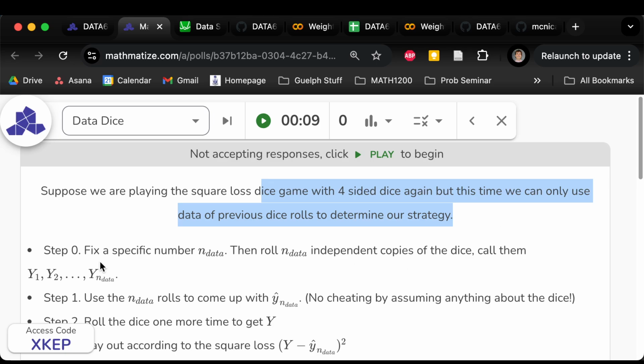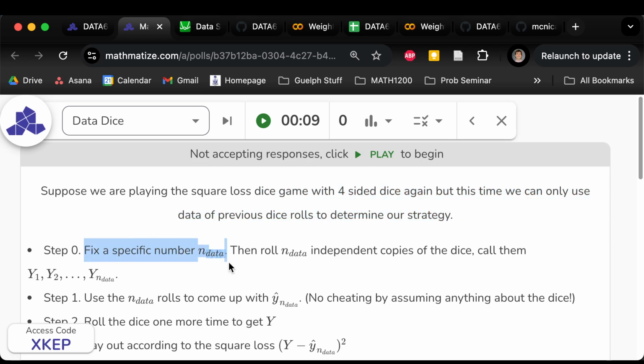Okay, so here's the game. Step zero. Remember, step zero didn't exist in the previous game because there was no data. This is like a new step. So fix a specific number n_data. This is the number of data points you're going to have available to you. Then we're going to roll the dice n_data times. So maybe n_data is 100. We roll the dice 100 times, and we call the outcomes y1, y2, all the way up to y100. You're allowed to look at the 100 outcomes of the dice roll, but you are not allowed to look at the sides of the dice.